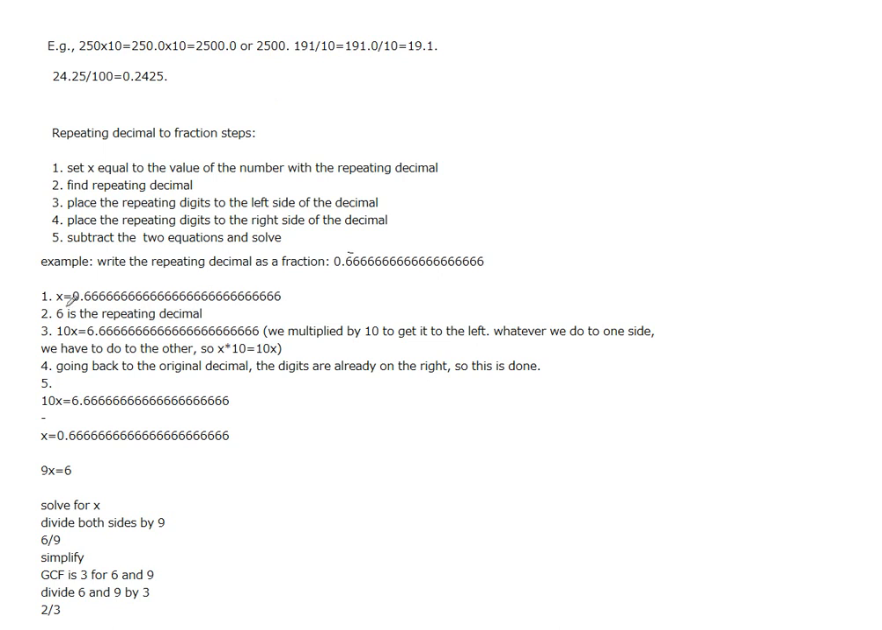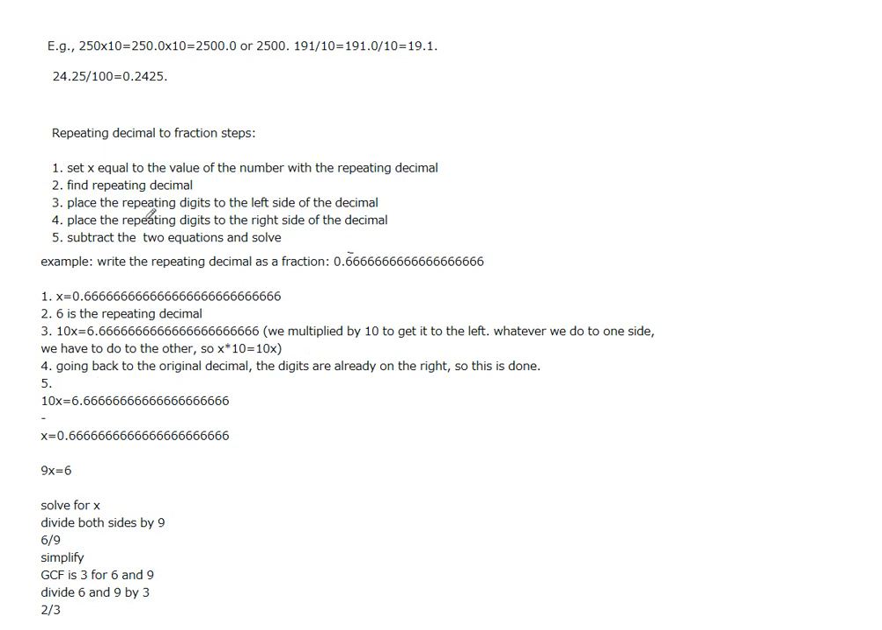Now we have to do this. Now remember, since we set x equal to our original number, if we multiplied 0.666 times 10, algebra says that we need to do it to both sides in order for the equation to stay true. Okay? So we multiply by 10 to get to the left. Whatever we do to one side, we have to do it to the other. So x times 10 equals 10x. I have it written there.